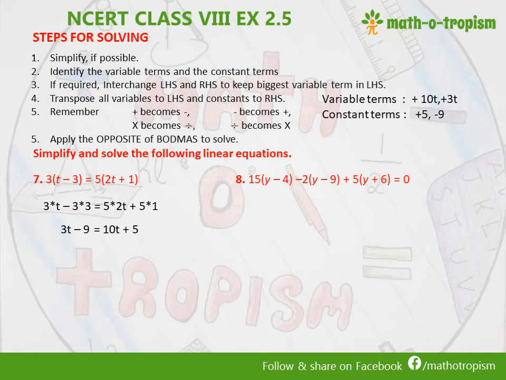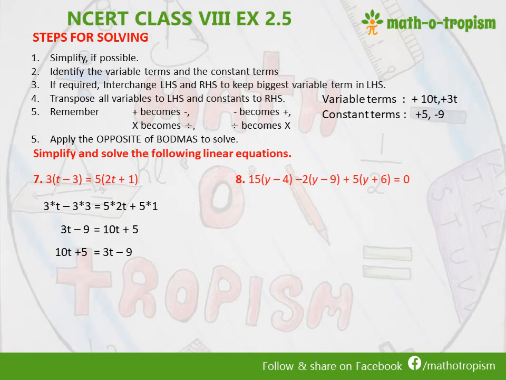Here if we see, we have on the right hand side the bigger variable. So if required, we can interchange the right hand side and left hand side to keep the biggest variable on the left hand side. So we can interchange the right hand side and left hand side and make it as 10t plus 5 is equal to 3t minus 9.